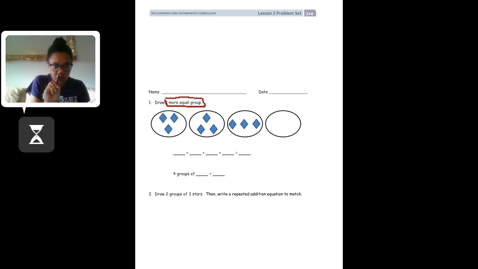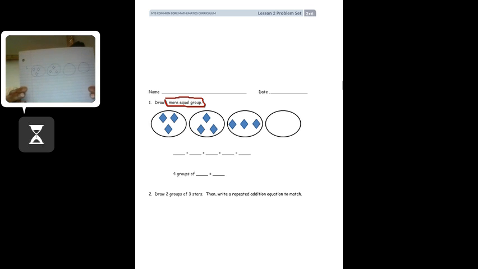Now, in each group, there's 1, 2, 3 diamonds. So I'm going to get my pencil and I'm going to draw 1 diamond, 2 diamonds, and then 3 diamonds in that first circle, and then I'm going to do my second circle. I'm going to draw another diamond, and I'm going to draw another diamond because there's 3 diamonds in each circle. So now I did my second group.